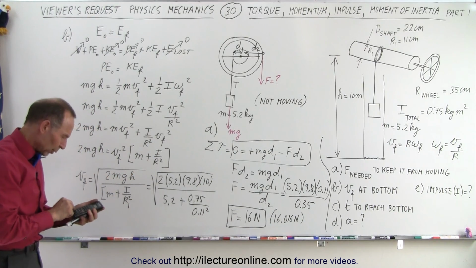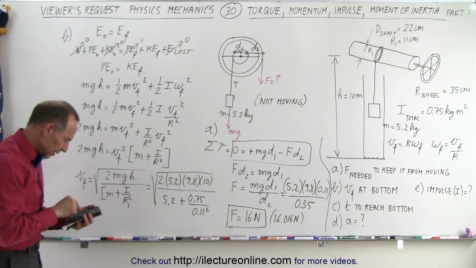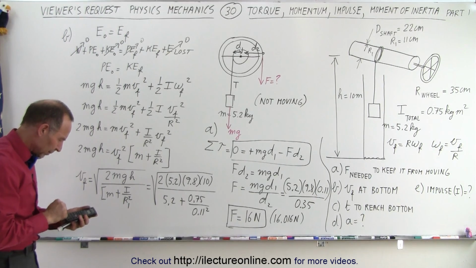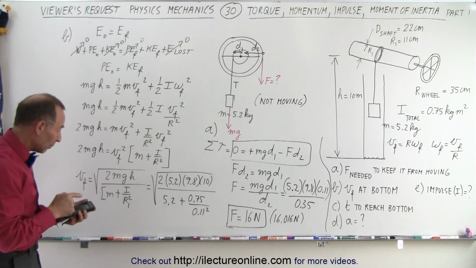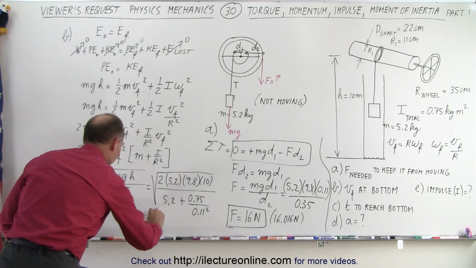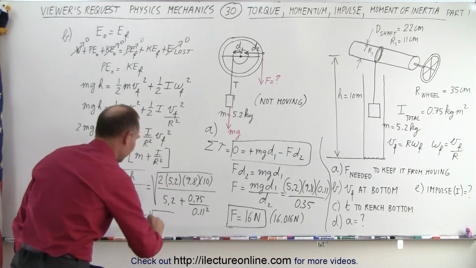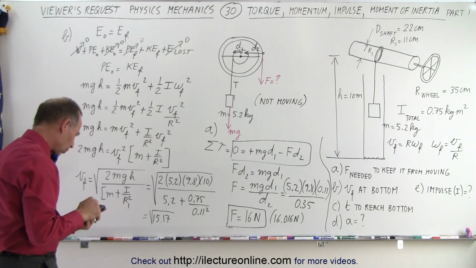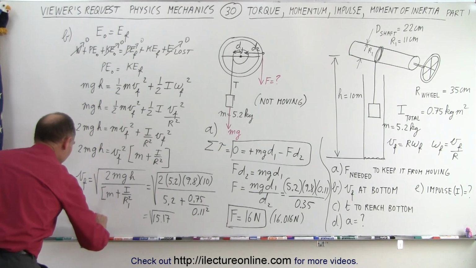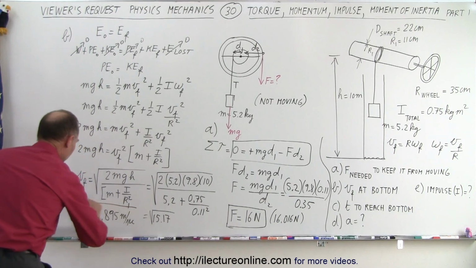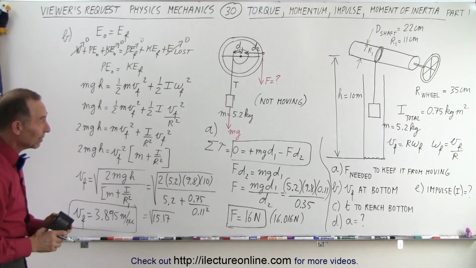Starting with the denominator, we have 0.11 squared. Take that to the numerator, in the denominator, times 0.75 plus 5.2. Bring that to the numerator. Now we multiply it times 2 times 5.2 times 9.8 times 10. And so we end up with, write that down, the square root of 15.17, in case you want to follow along and try this. And then finally, when we take the square root, we get 3.895. So V final equals 3.895 meters per second when the bucket gets to the bottom after dropping 10 meters.